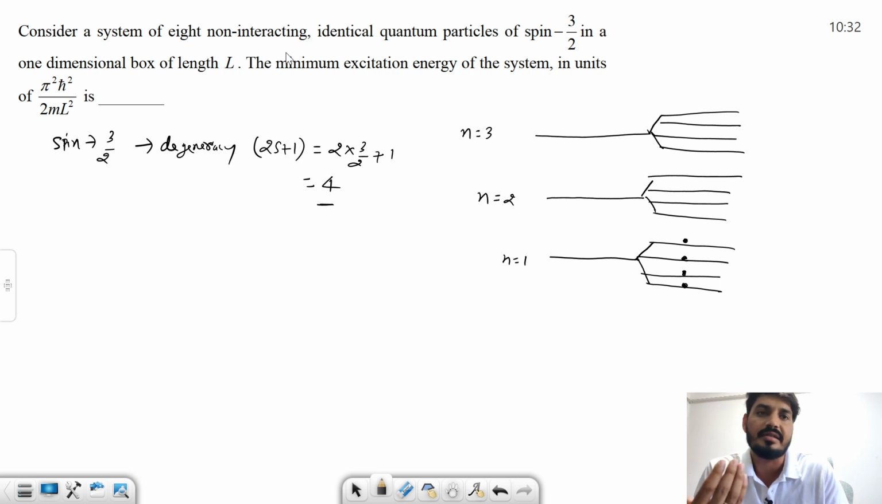You can also say that because they have not mentioned the electrons, you can say these are the fermions. Both are the same thing. We have 8 fermions here. तो ground state energy क्या होगी? We know the energy.